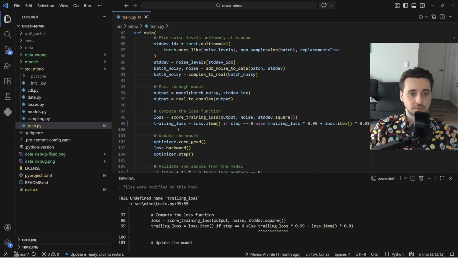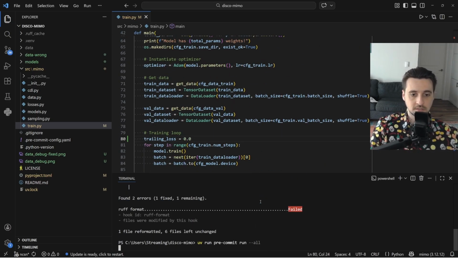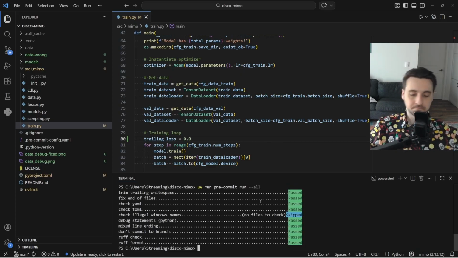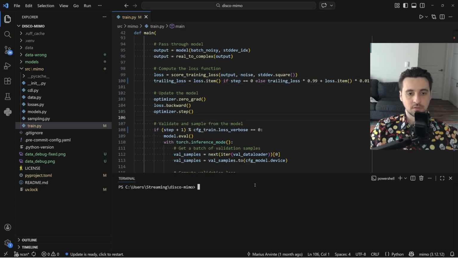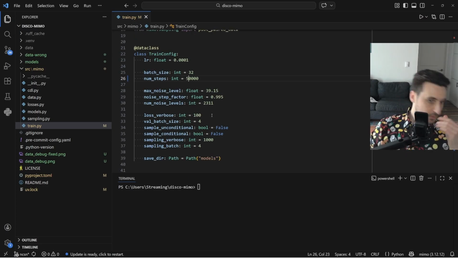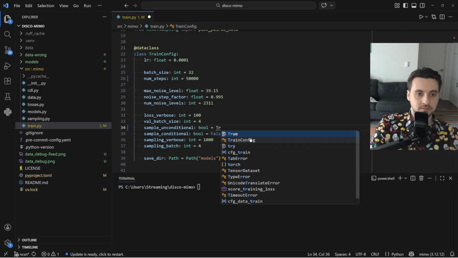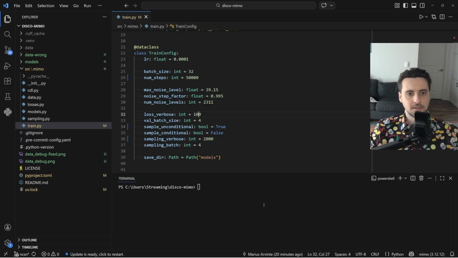Yeah, it wants me to initialize. I can't guard against this, so it's 0.0. This should fix it. So step starts from 0. If step is 0, it starts from the loss. Now, if I train again on, let's say, 50,000 steps, but I also want to sample synthetic data every 2,000 steps, and print the loss every 100 steps, this should be it now.